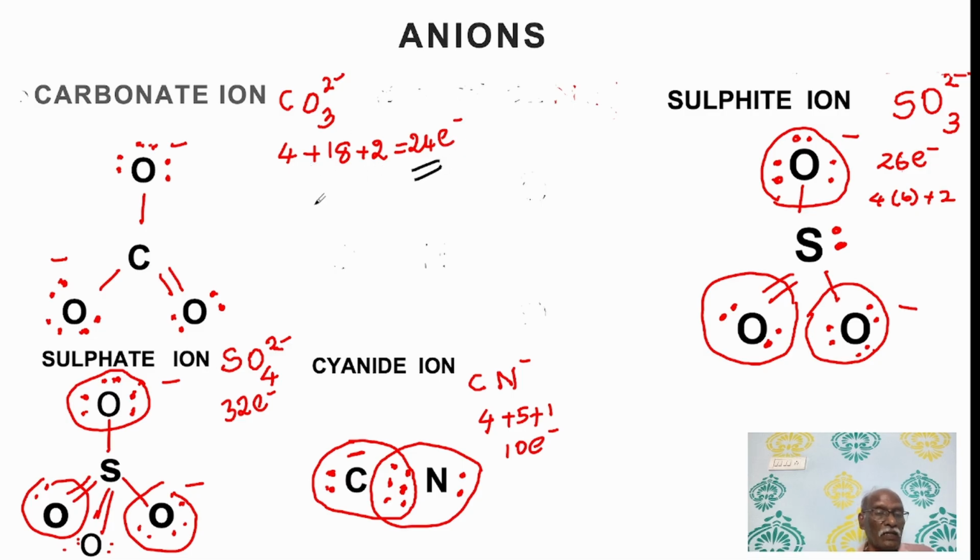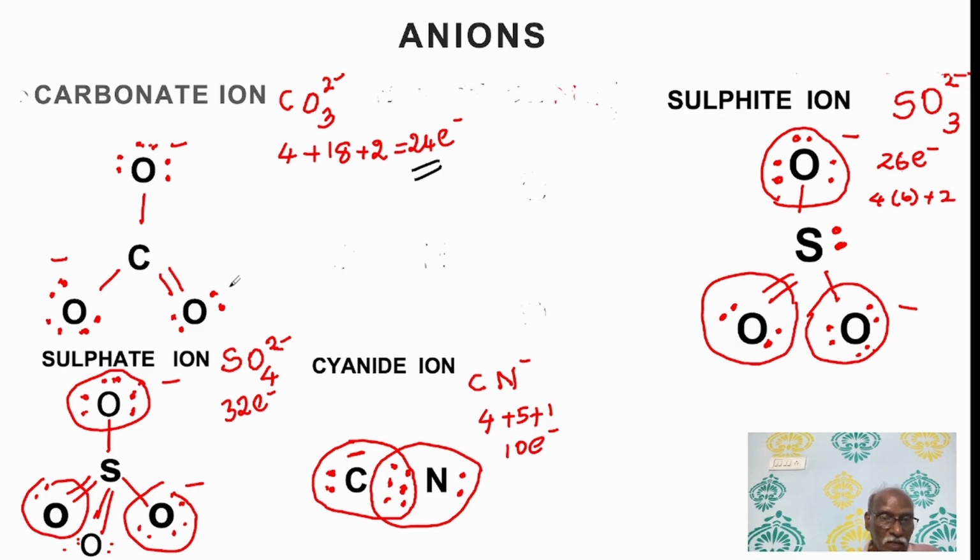These 24 electrons are distributed in such a way: two singly bonded oxygen atoms, whereas one doubly bonded oxygen. Doubly bonded means two lone pairs, single bonded three lone pairs. Due to the extra electron, this is minus, this will also carry minus. So this is the structure.